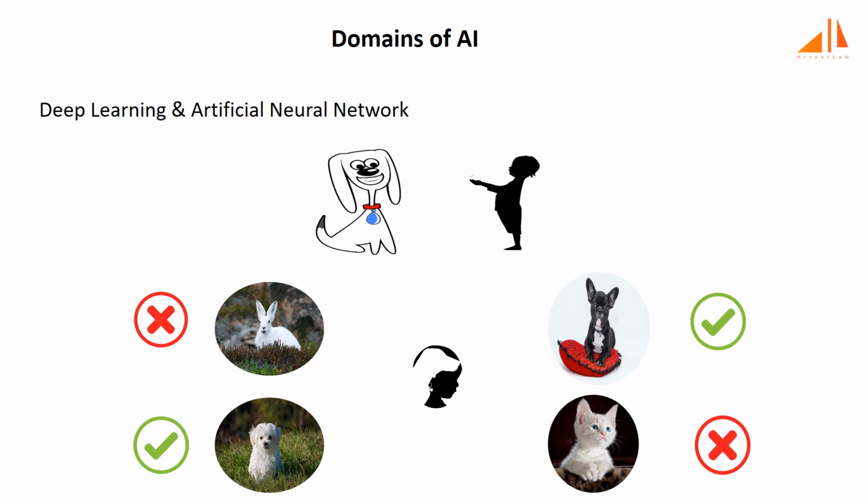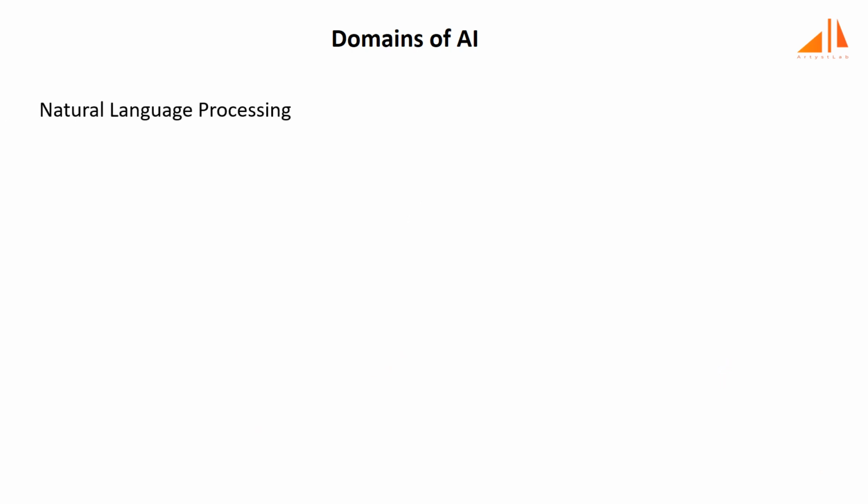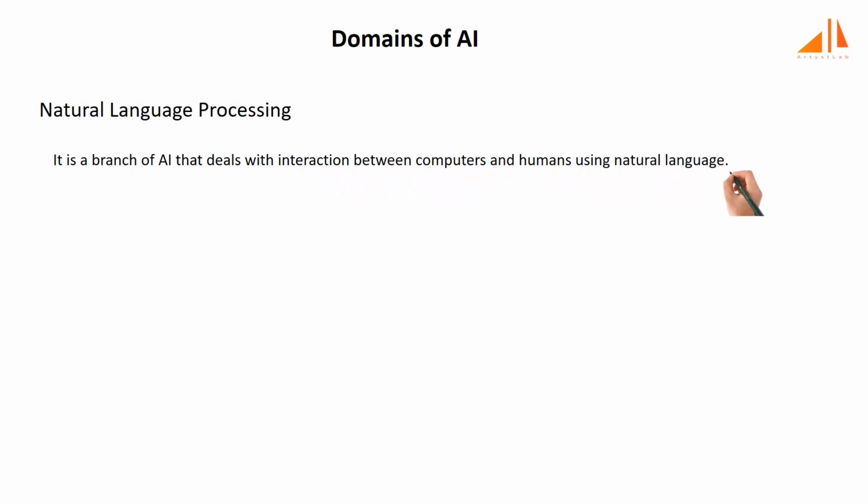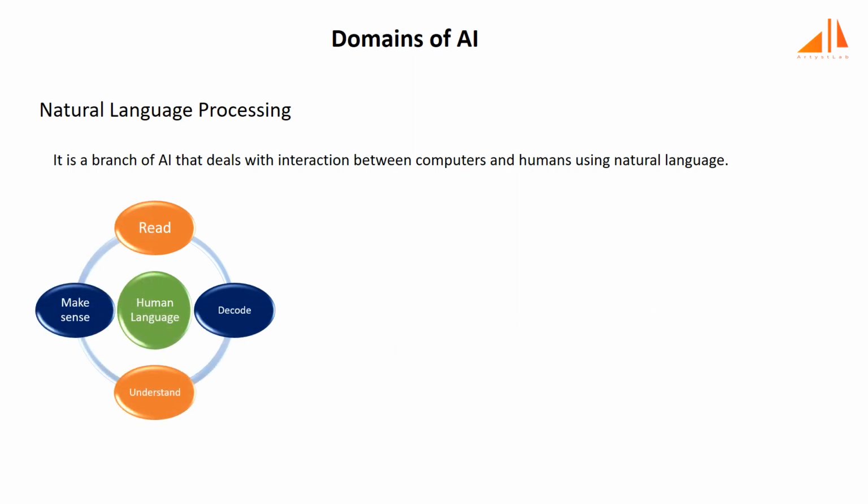Now let's talk about the third technique, which is widely used in text mining, sentiment, and emotion analysis: natural language processing. Natural language processing, usually abbreviated as NLP, is a branch of artificial intelligence that deals with the interaction between computers and humans using natural language. The ultimate objective of NLP is to read, decode, understand, and make sense of human language in a useful manner.